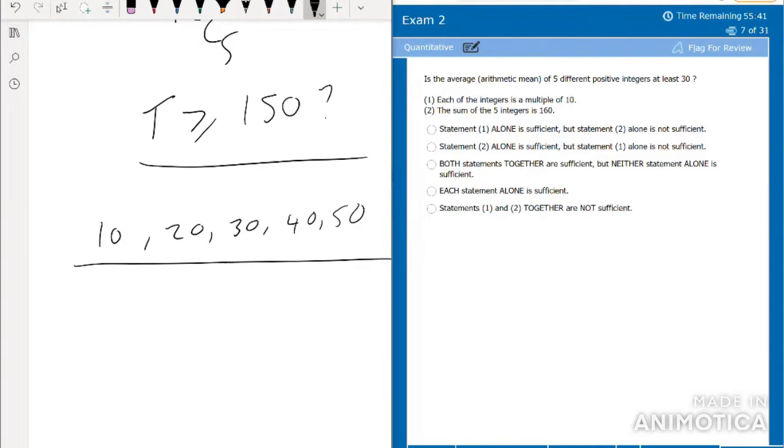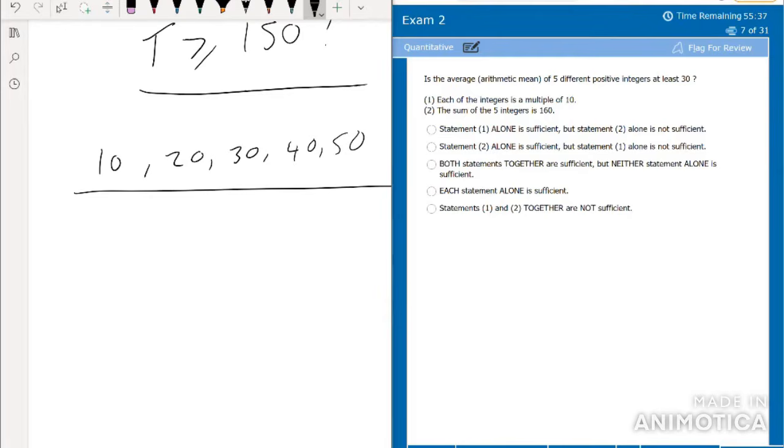And this has an average of 30. So 1 alone is enough. They're definitely an average of 30. And the sum of the 5 integers is 160. Well, that's definitely enough. So each one is sufficient.